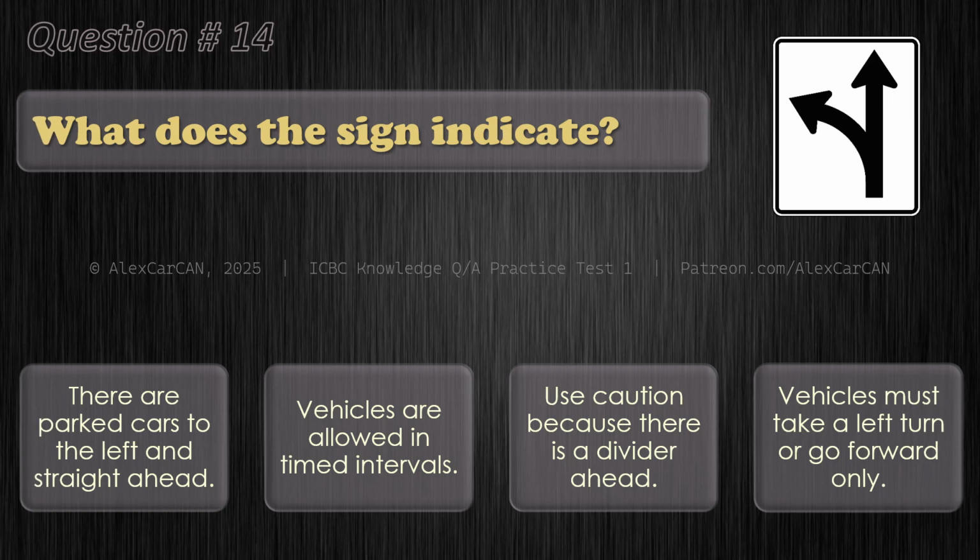Question number 14. What does the sign indicate? There are parked cars to the left and straight ahead. Vehicles are allowed in timed intervals. Use caution because there is a divider ahead. Vehicles must take a left turn or go forward only. The correct answer is vehicles must take a left turn or go forward only.